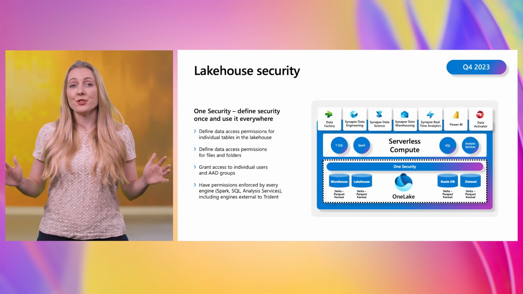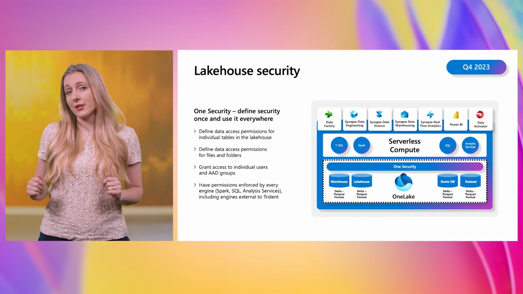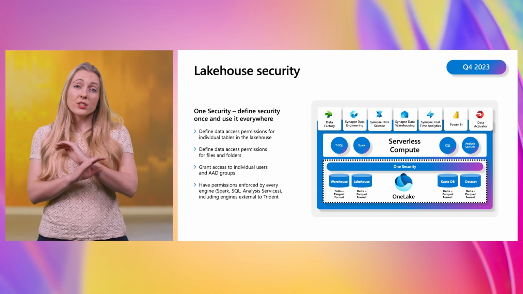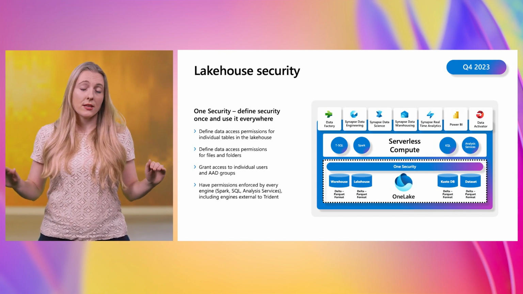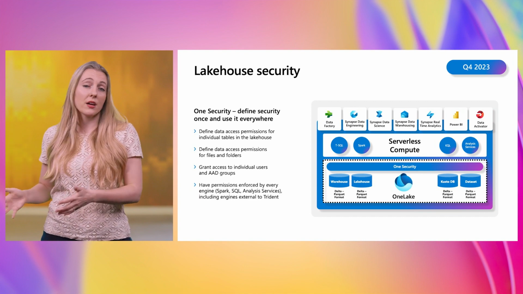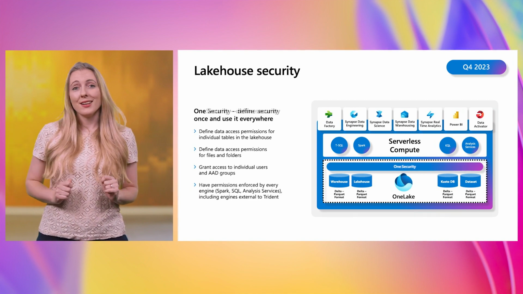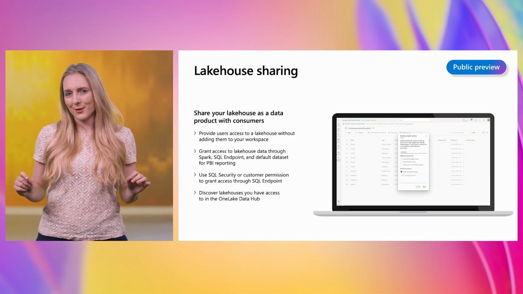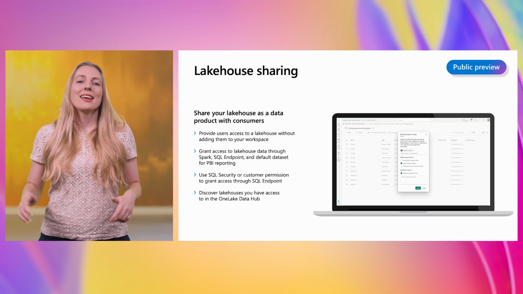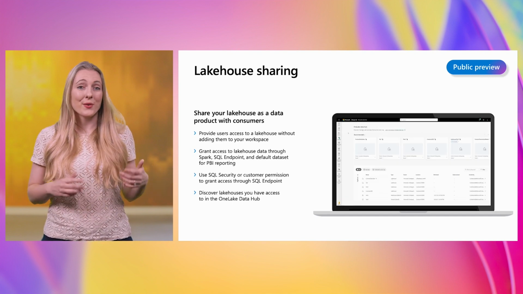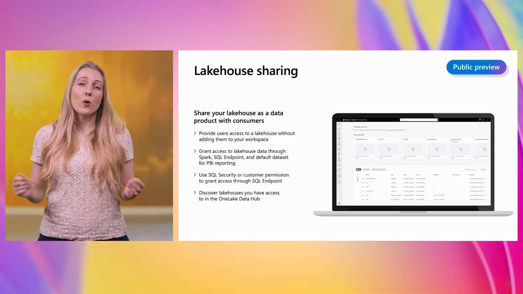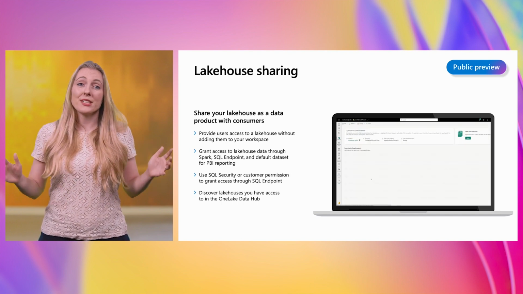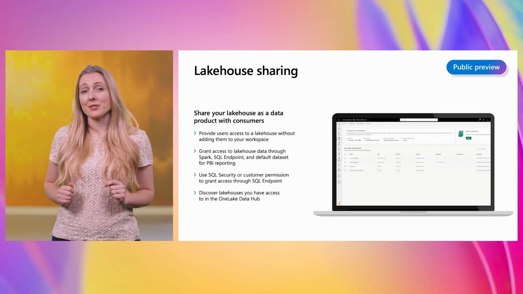Coming soon is the ability to apply file, folder, as well as table security in the Lakehouse. With OneSecurity, once permissions are applied, they're automatically synchronized across all engines, meaning that permissions will be uniform across Spark, SQL, and Power BI. Finally, shortly after public preview, the Lakehouse can be shared as a data product for consumption by the entire business. End users who want to use the Lakehouse for reporting or data science can easily discover all the Lakehouses they have access to inside the OneLake Data Hub. This is the Fabric data discovery portal for all data items.